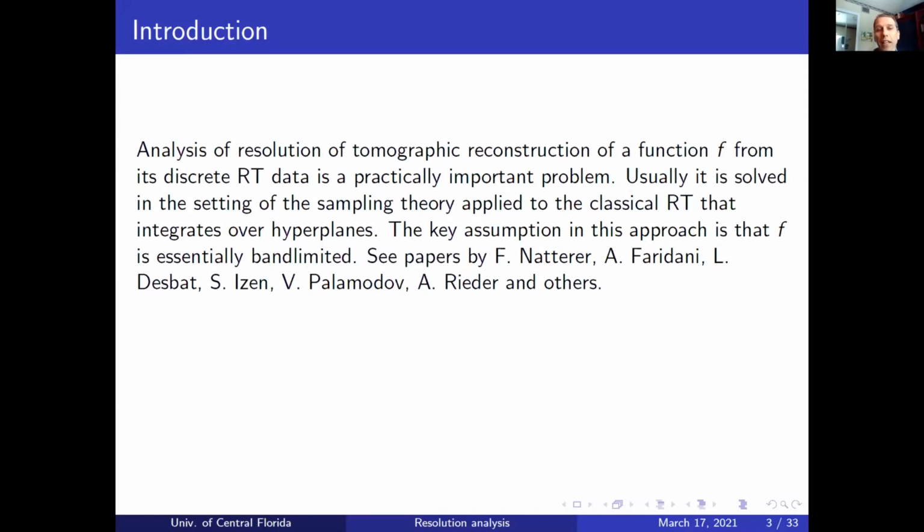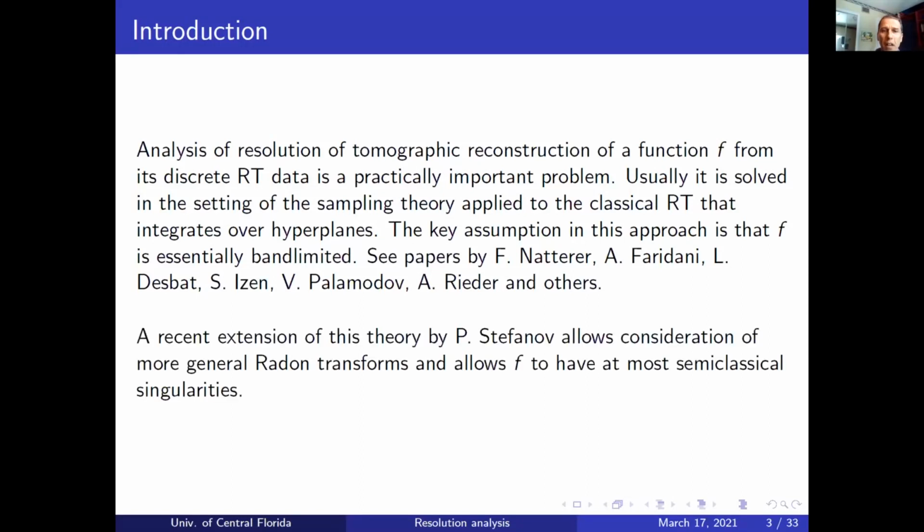The usual way to solve it is in the setting of the sampling theory applied to the classical Radon transform. RT here stands for the Radon transform that integrates over hyperplanes. The key assumption in this approach in sampling theory is that F is essentially band limited. A number of very nice papers have been written on the subject by Frank Natterer, Adolf Faridani, Laurent Desbat, and others. A recent extension of this theory by Plamen Stefanov allows consideration of more general Radon transforms and allows F to have at most semi-classical singularities.